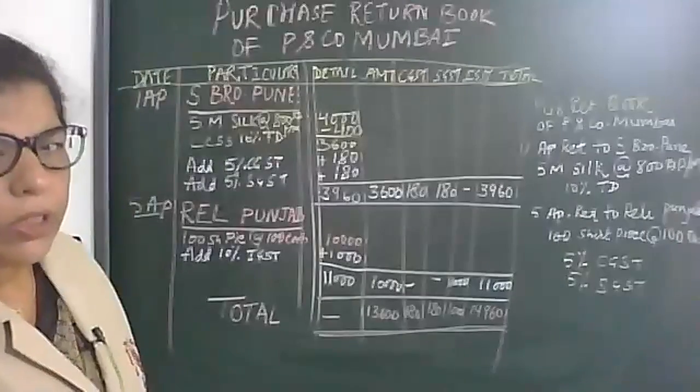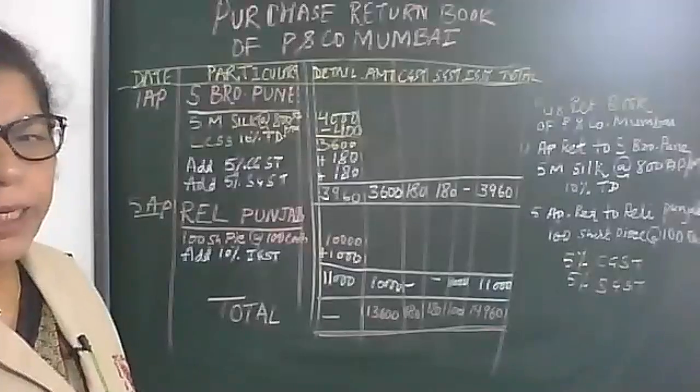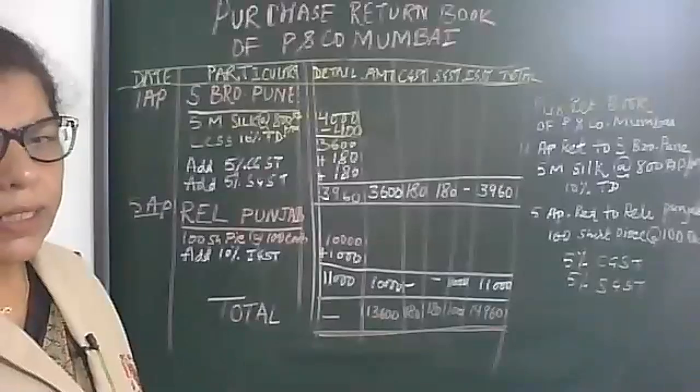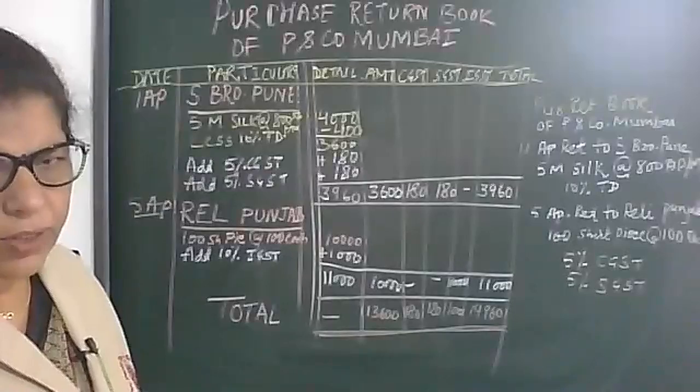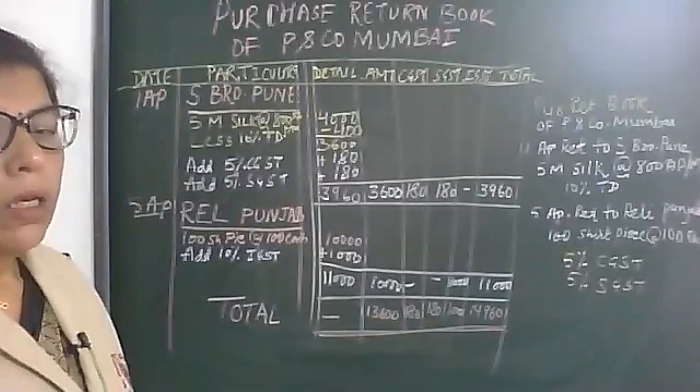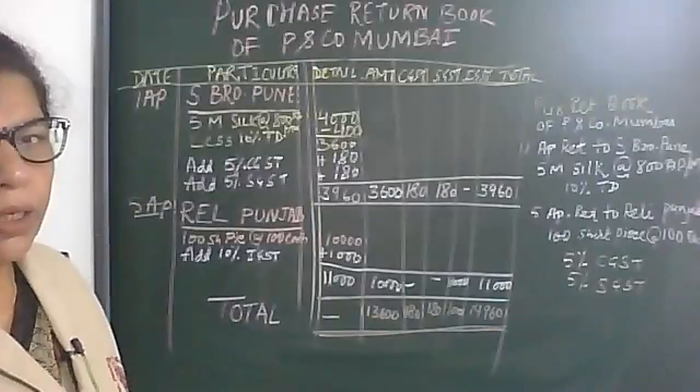In this question, the dealing is between Mumbai and Pune. That is the same state. So we keep CGST and SGST. Now here, this is Punjab and this is Mumbai.